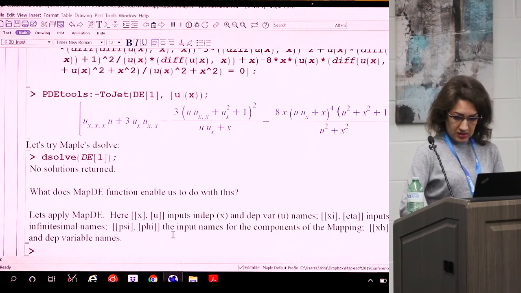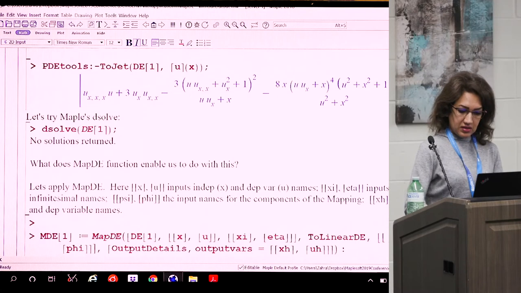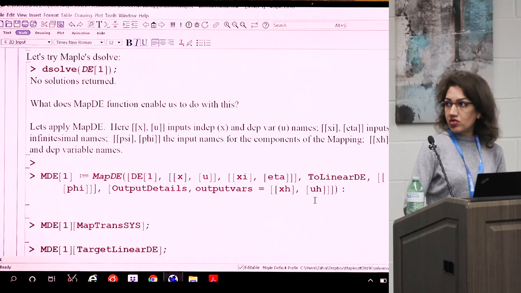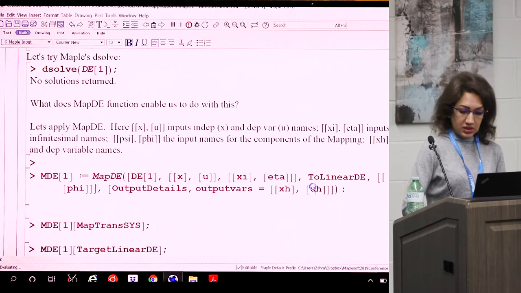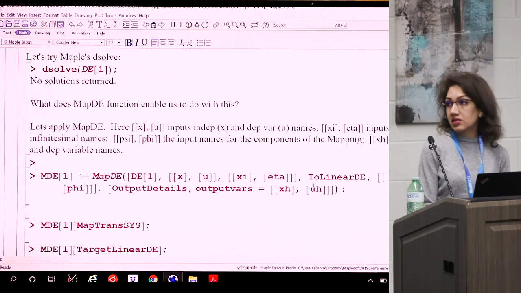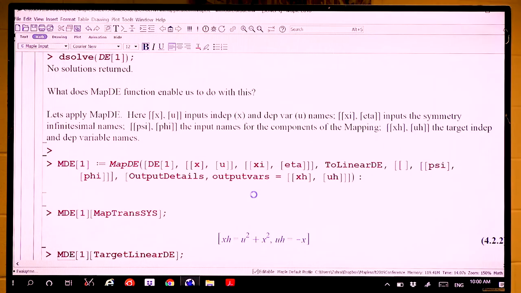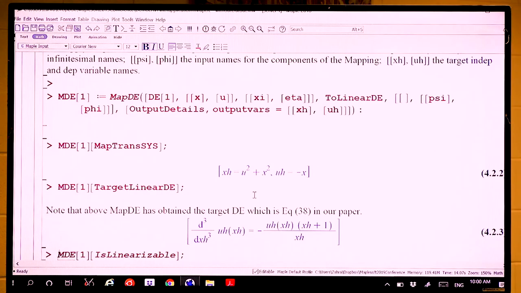Now, by using MACDE, it can map this nonlinear equation to a linear one under this transformation. The x hat is u squared plus u x squared, and the u hat is minus x, and it transforms that nonlinear equation to this nice equation. And this is the result of that equation. It's the linearization. And we have the time in the output.